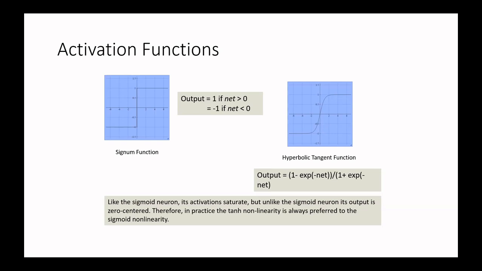And the hyperbolic tangent function has the form 1 minus e to the power minus net divided by 1 plus e to the power minus net. So if you use that function, you basically end up with output in the interval of minus 1 to plus 1. And again, the minus 1 and plus 1 values are approached slowly. And the function looks something as shown here. Kind of, again, an S curve, but ranging from minus 1 to plus 1.